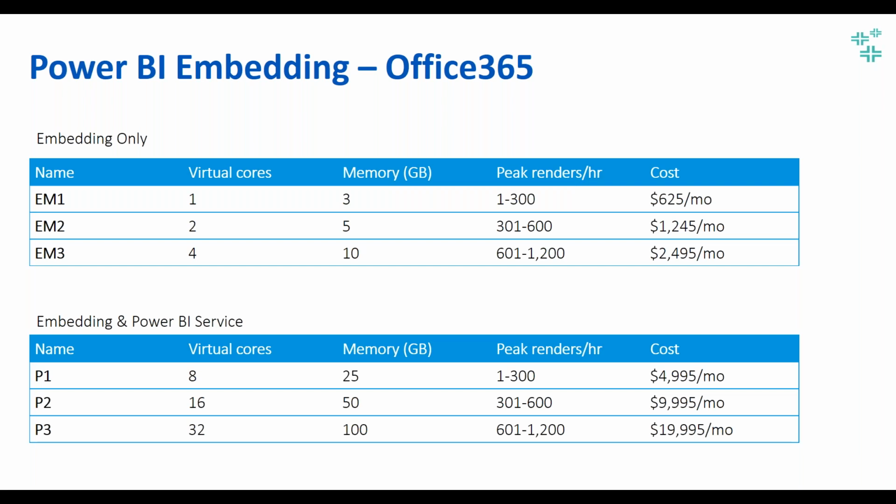So through Office 365, there's slightly less options. There are 3 tiers, the EM 1, 2, and 3. These are yearly commitments. So you can see the prices for the peak renders per hour are slightly less. I threw in the premium tiers too, so you can embed through the premium tiers as well. But again, these are really targeted at those view-only users within your system. So the EM3, there's a part of your P3 that encompasses the power of an EM3 license, as you can see.